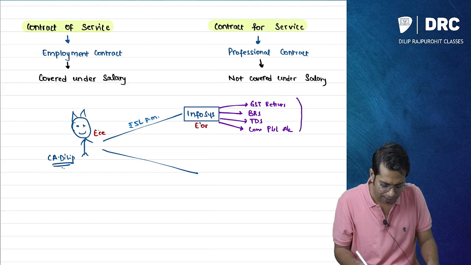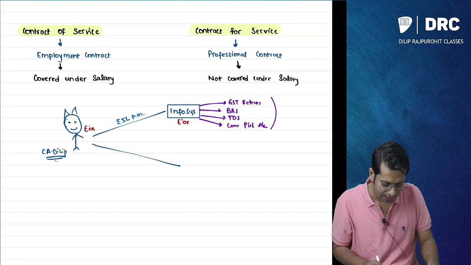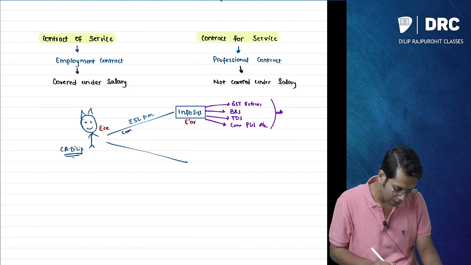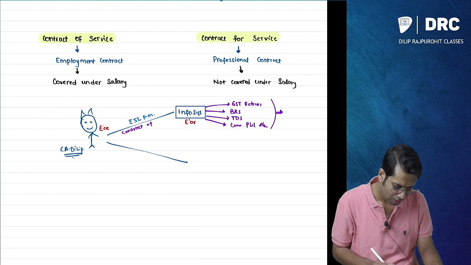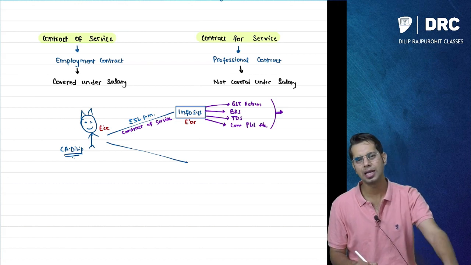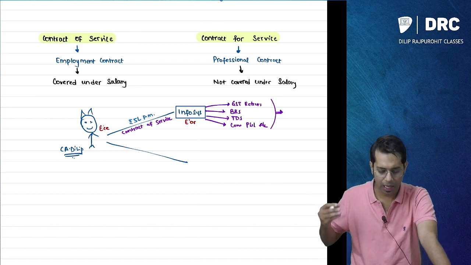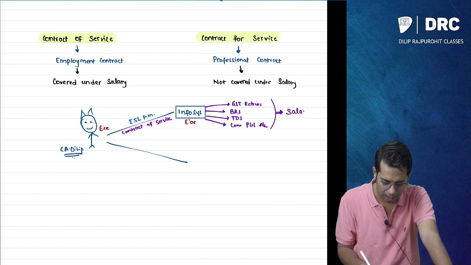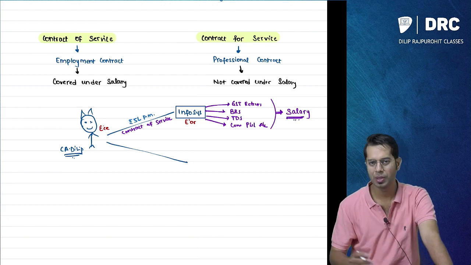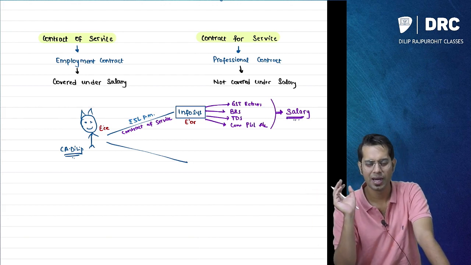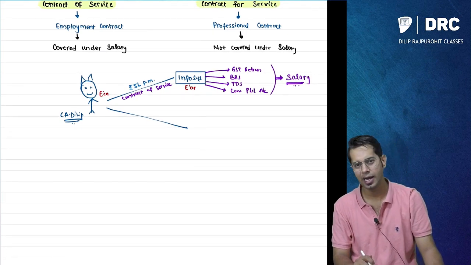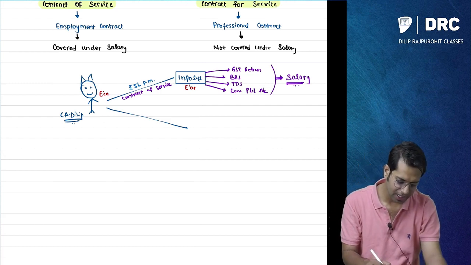Therefore, for the amount which is paid by them to me, here there is a contract of service. As per their requirement, I am working for them. They are my employer, I am their employee. Whatever amount is paid by them to me, this rupees 5 lakh, is taxable under which head, sir? It is taxable under the head salary.